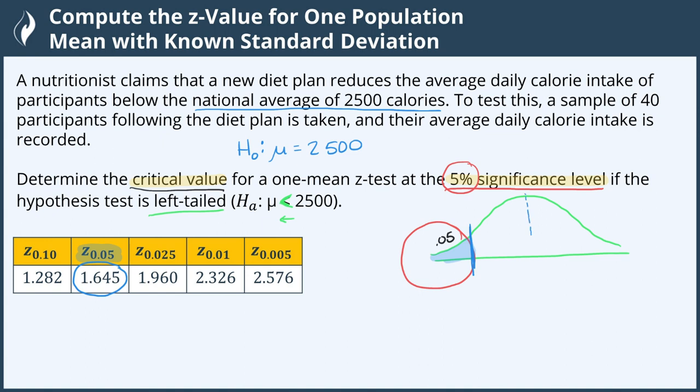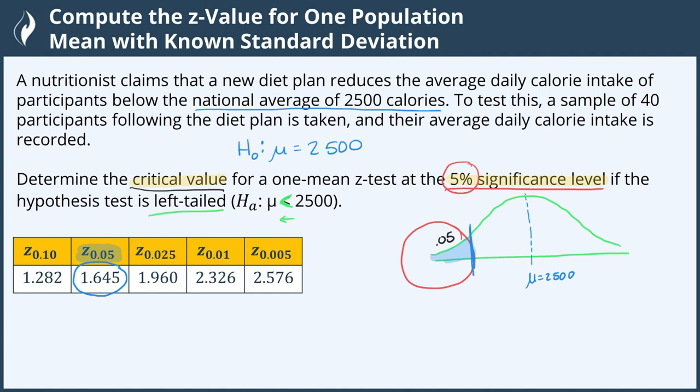Let's go ahead and draw our mean right down the middle. The mean is 2,500. And this critical value is a z-score that tells us that it's a certain number of standard deviations away from the mean. And we were given 1.645. This means it is 1.645 standard deviations from the mean.